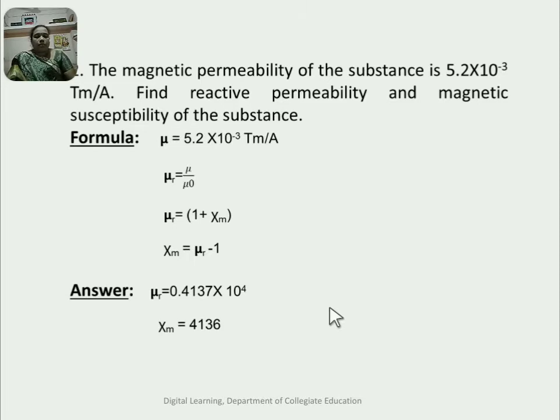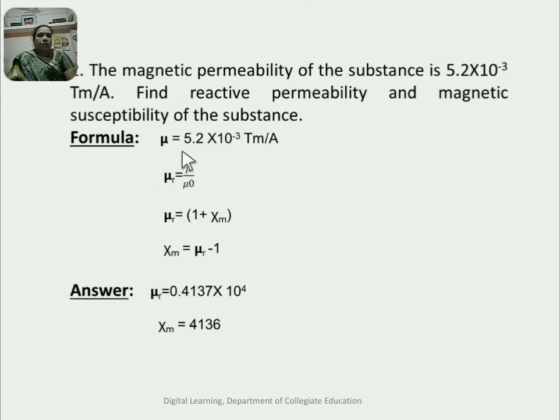Okay, the next problem is: the magnetic permeability of the substance is 5.2 into 10 to the power minus 3. Find the relative permeability and magnetic susceptibility of the substance. See students, this is the question which we have in front of us. Based on what is given in this question, we will first write the data, then we will solve the problem. Okay, so let us now start to solve this problem.